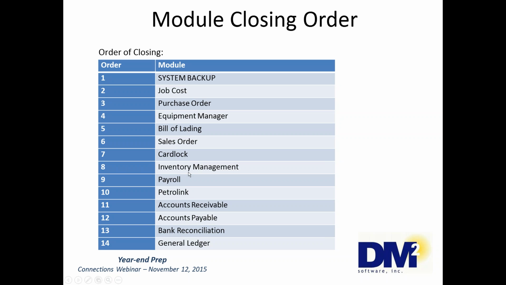So again, this is an example. Take a look at what you have, and you'll adjust your list accordingly. General ledger is always the last one that is closed. Some people don't close their general ledger on a monthly basis, but clearly the yearly, it's really the last one that's closed.